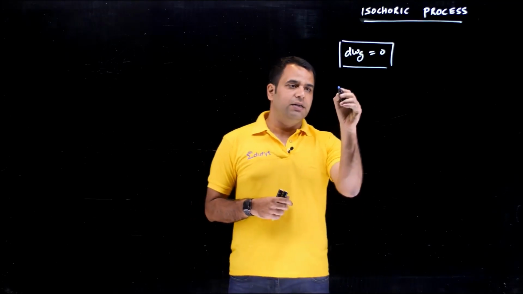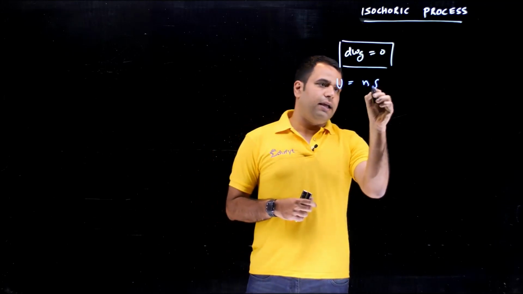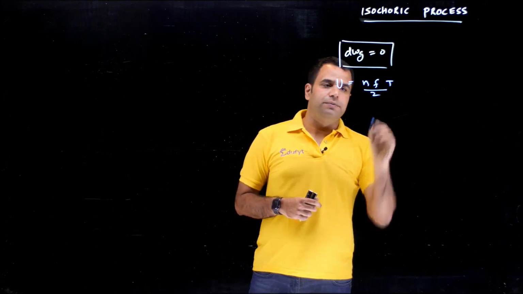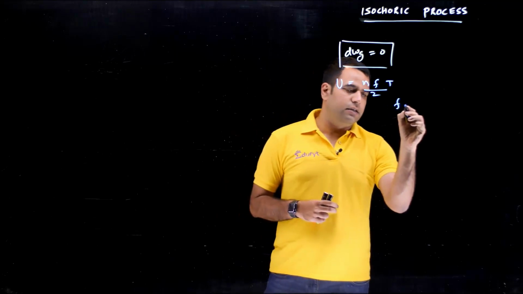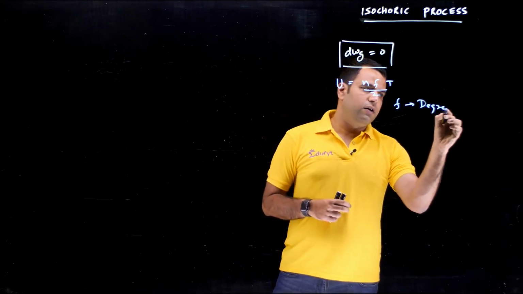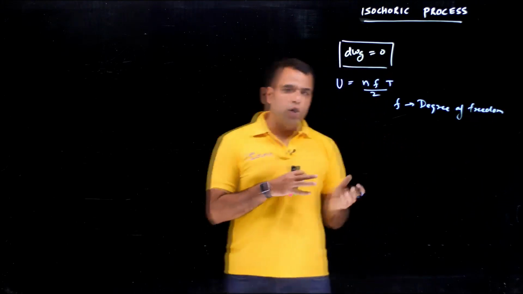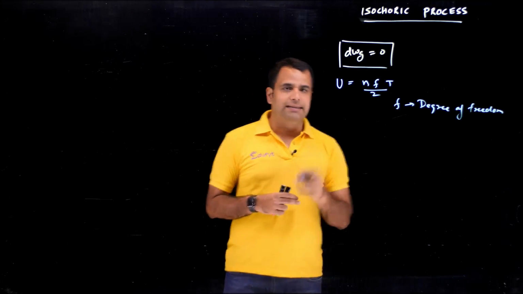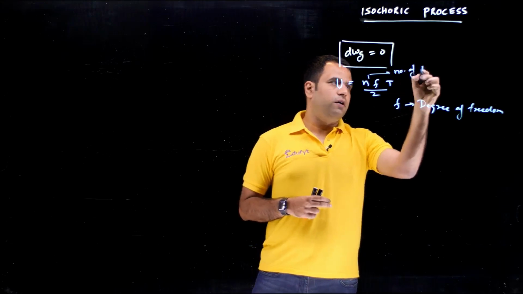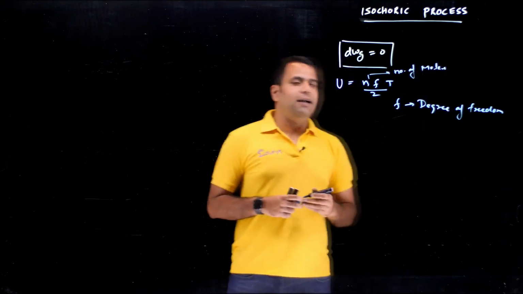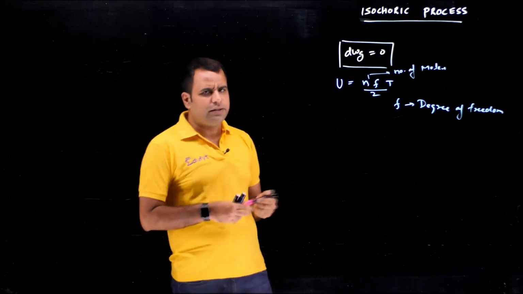Let's use that equation. If you remember, the internal energy of any gas is equal to nfT by 2, where f is the degree of freedom. We have defined that earlier. The value of f depends upon whether the gas is monatomic, diatomic or polyatomic, and n is the number of moles of the gas, and T is the temperature in Kelvin. So this is the equation for internal energy, whatever process you are following.